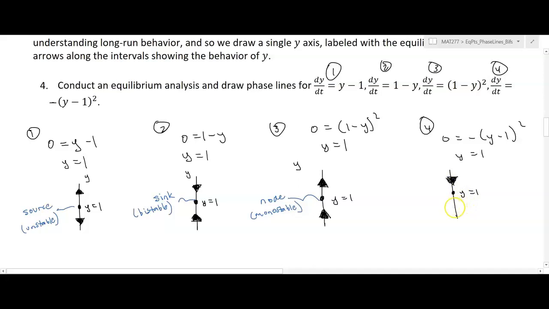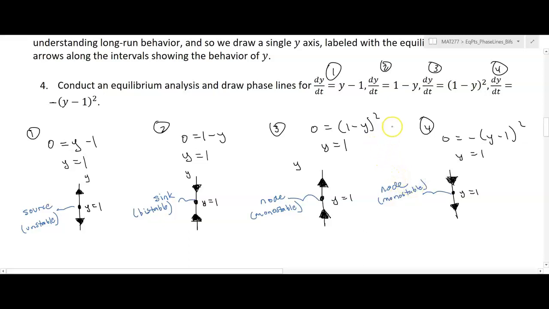And if y starts off less than 1, it's also going to decrease, in this case, down towards negative infinity. And this also is called a node, and this also is called monostable. So you have two types of nodes. Nodes just mean that on both sides of the equilibrium, the arrows point in the same direction.